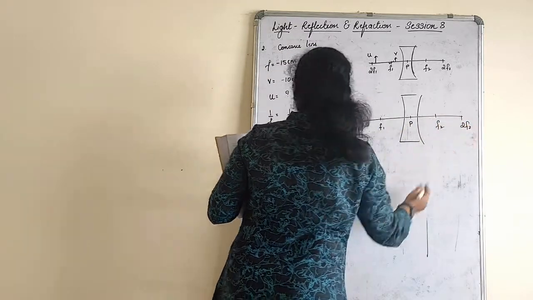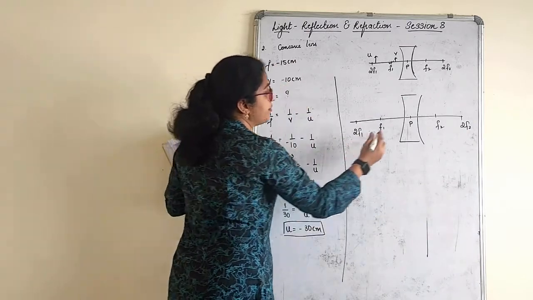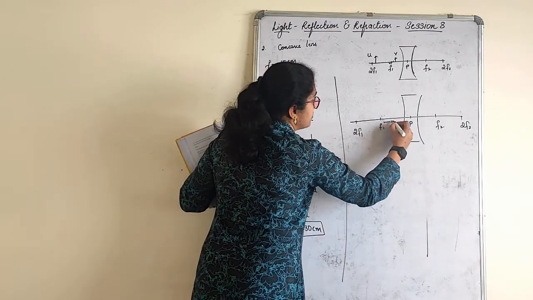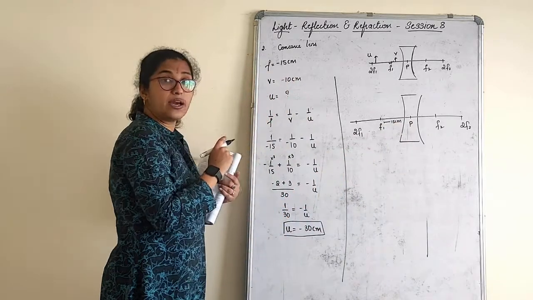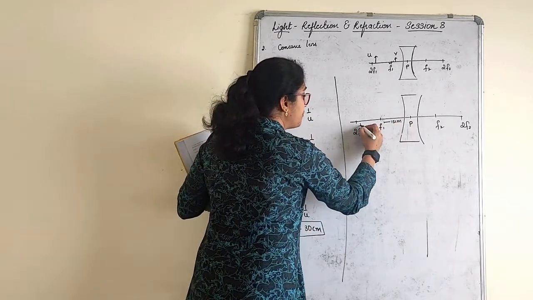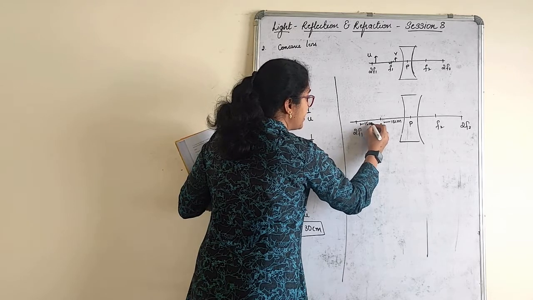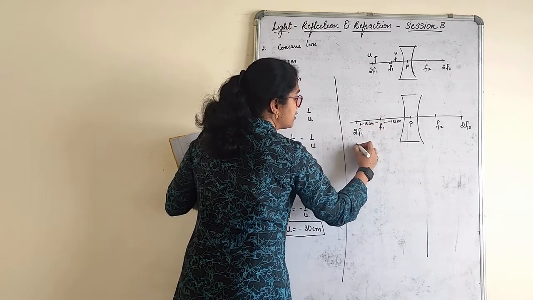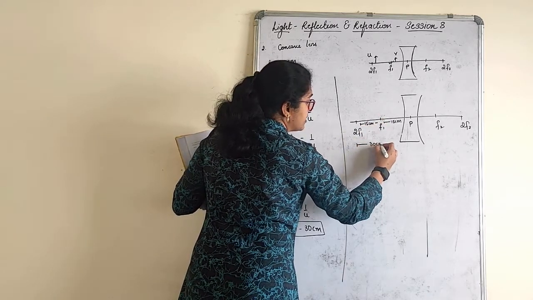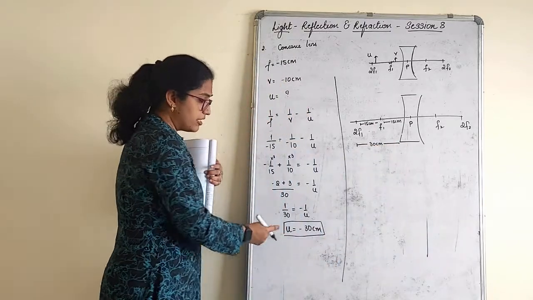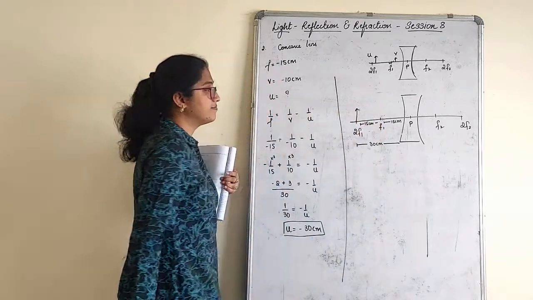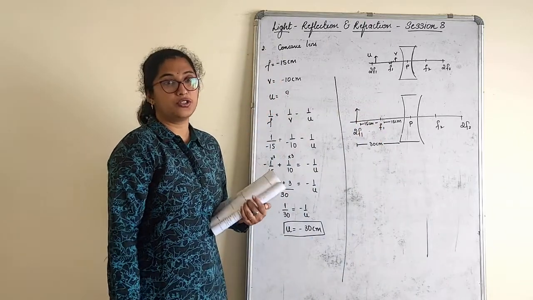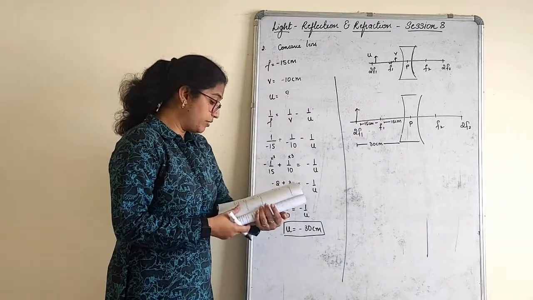F to 2F. So what is the focal length given? 15. So this is 15 centimeter. So if this is 15 centimeter, what is twice the F? That also has to be 15 because we know that rule wise we take double of that. That means this is how much? 30 centimeter. Where is the object kept? On 2F. Understood? So object is kept on 2F.